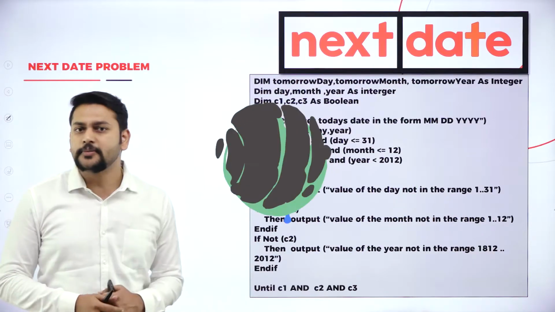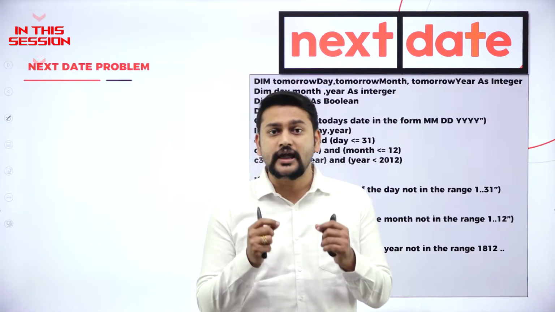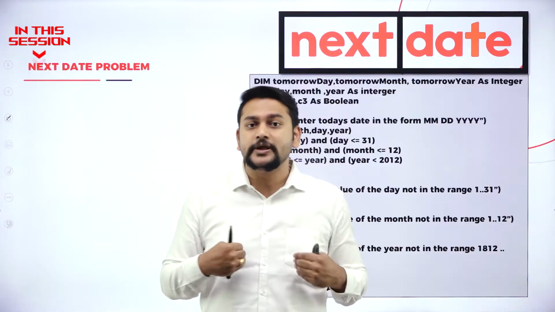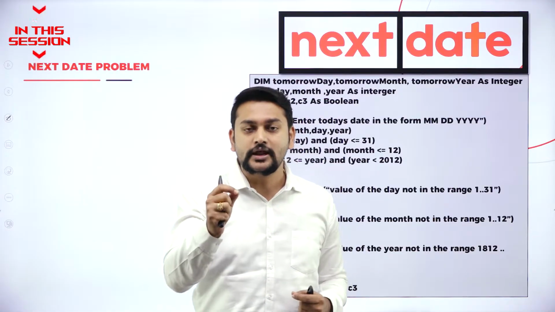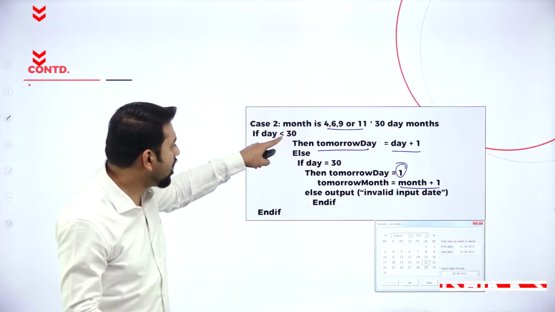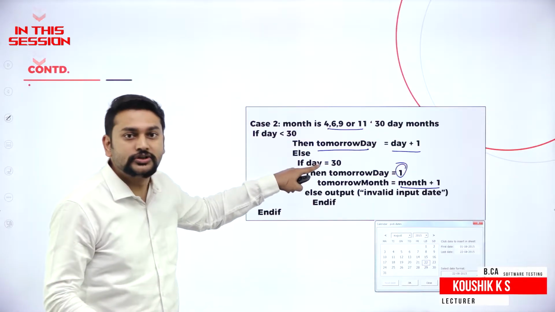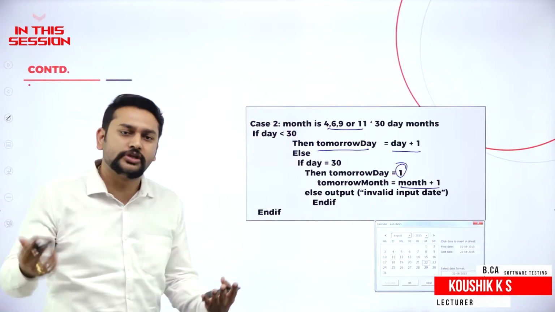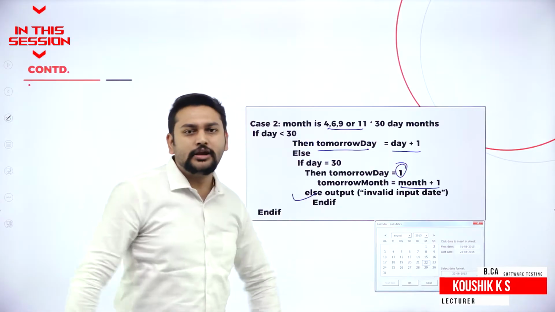The next date problem in the sense what? Suppose if I enter any date, my system should be capable enough to give me the next date, which is not less than 30 and which is not equal to 30. If I have entered something else, then I will print invalid input date.